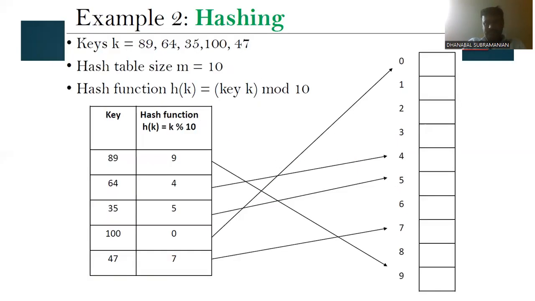Insert the data. 100, then 47, remainder 7, so in the 7th memory location you can insert the next data. Okay. Then what is the purpose of hashing techniques?